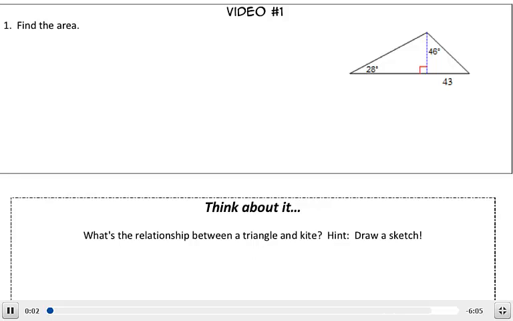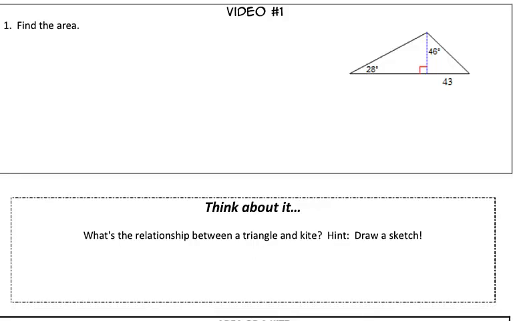Hi everyone, this is Miss Helms, and our learning target today is to be able to derive and apply the area formula for a triangle for this video. So, in the previous notes, you learned that to find the area of a triangle, the area is equal to the base times the height divided by 2. Or you may also know it as 1/2 base times height.